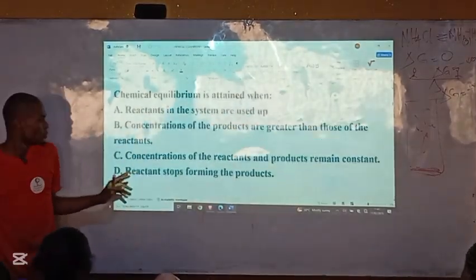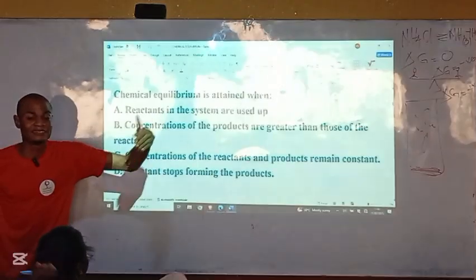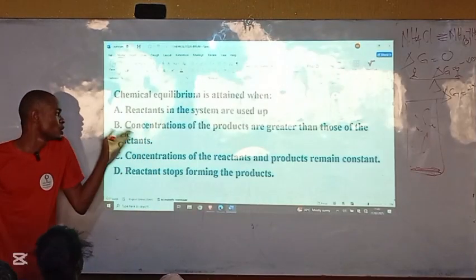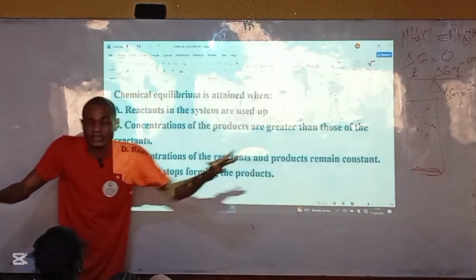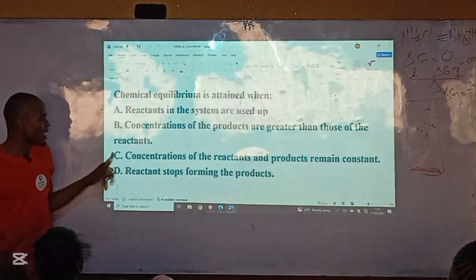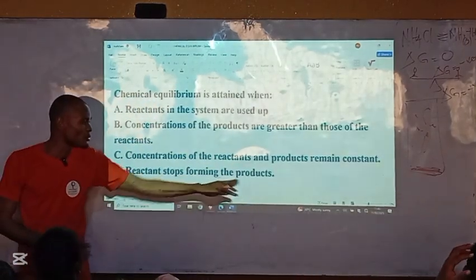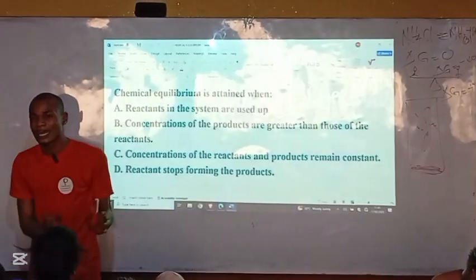No. The position of reactant and product must be equal. I get it now, so this way is wrong. The position of reactant and product remain constant, it does not change. Option C. Option C is the right answer.